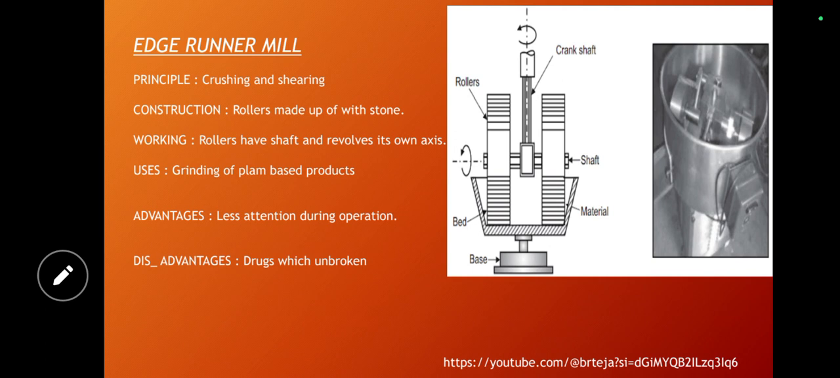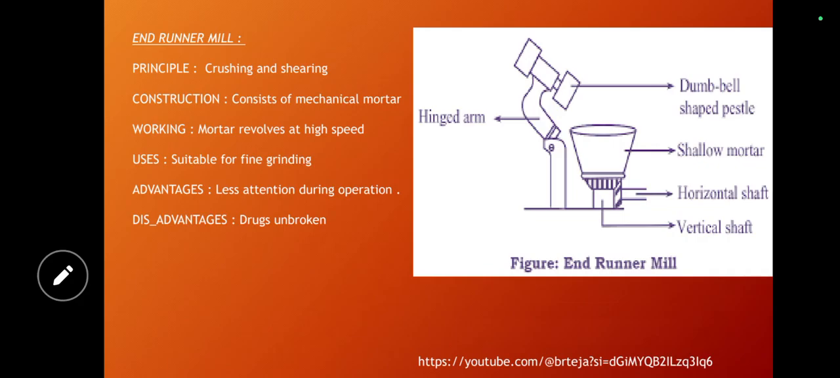Next, uses: grinding of plant-based products in the edge runner mill. Disadvantages of the edge runner mill: it is not used for drugs that are unbroken, because only the crushing and shearing principle is used. This is called the edge runner mill. Next one, end runner mill. The principle of the end runner mill is crushing and shearing, the same as the edge runner mill.